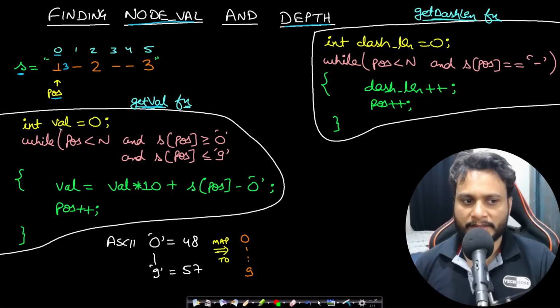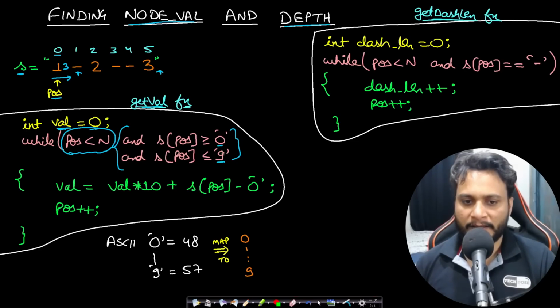How to do this is you assign a value equal to 0 and then start traversing from left to right until you see a dash, or otherwise you see the end of string. How to write this condition? You can check that position should be less than n, that means you should not go out of bound.